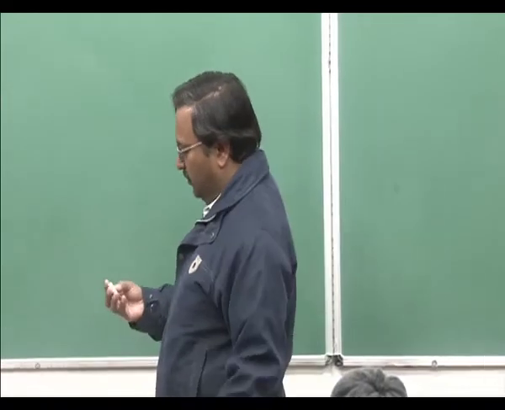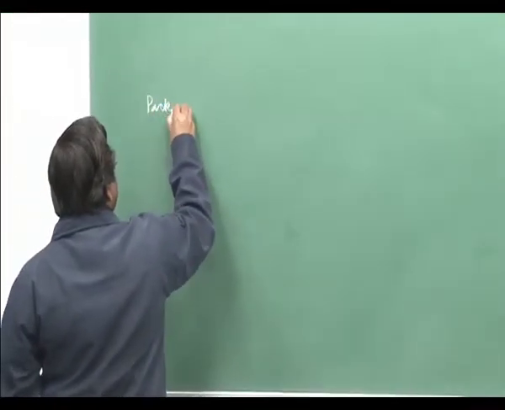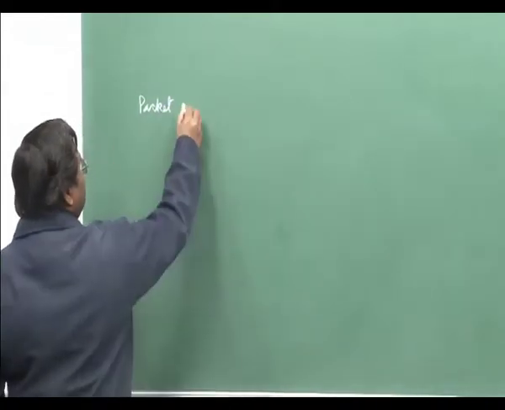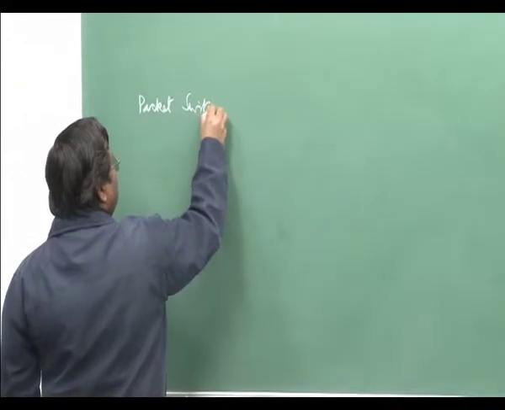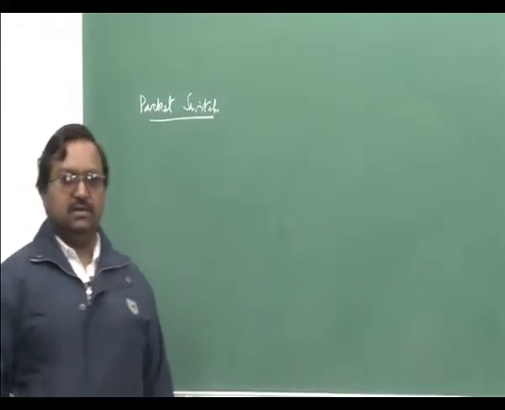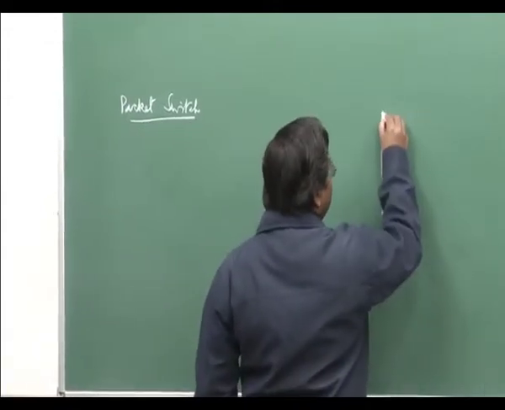So, the next topic is about the packet switching system. I will continue from wherever I left last time. We want to implement a packet switch, and one of the possible options which I thought of is going to have a crossbar.